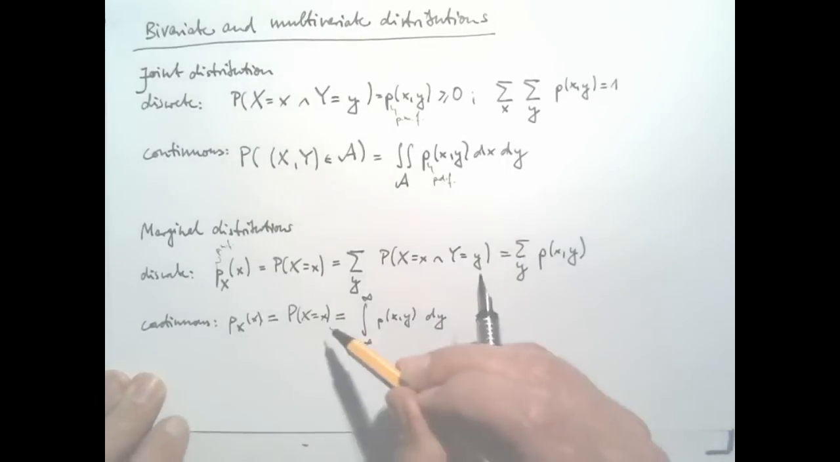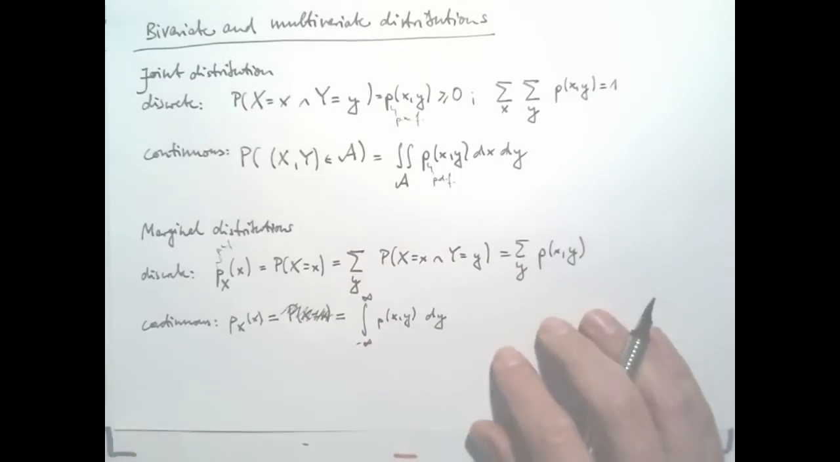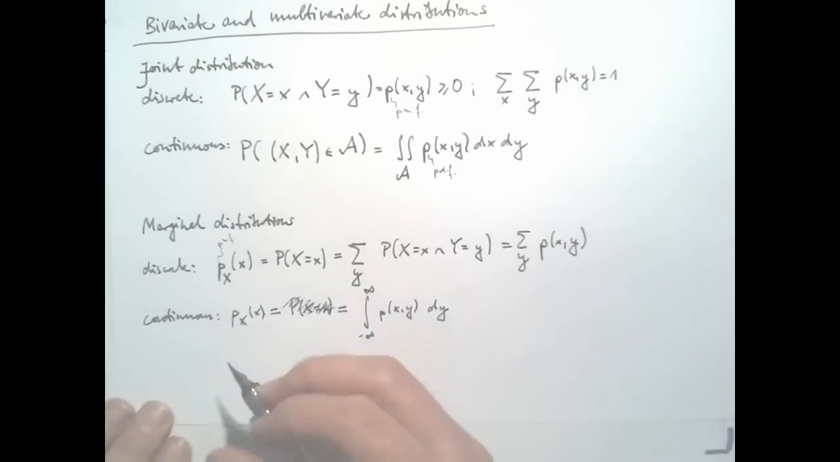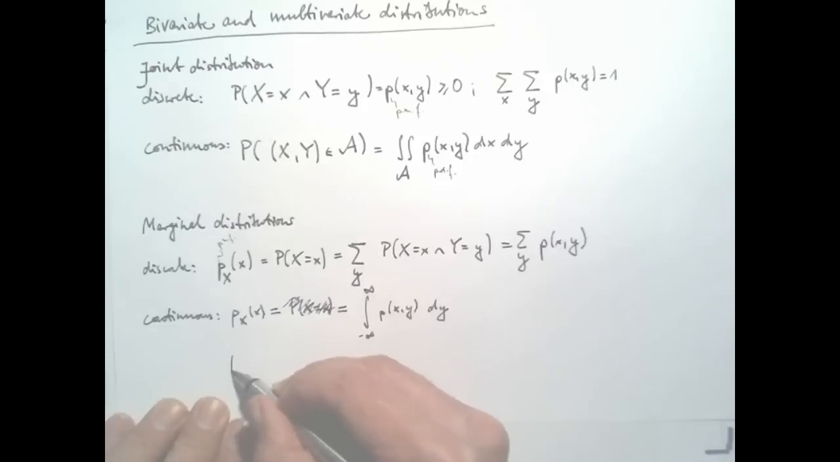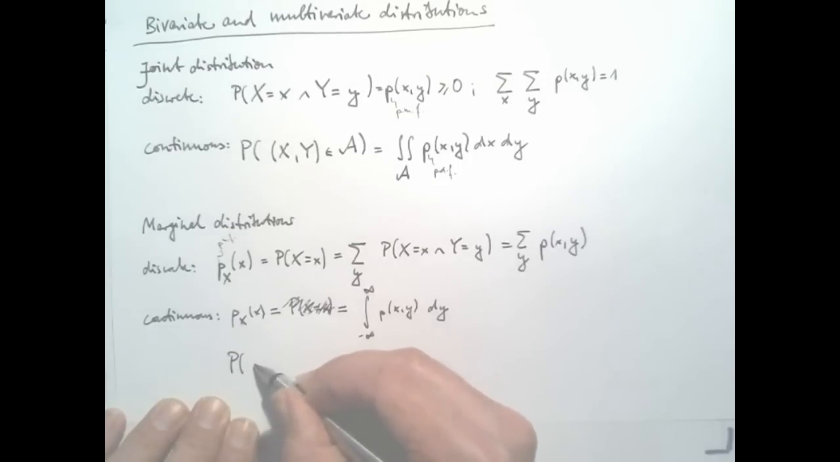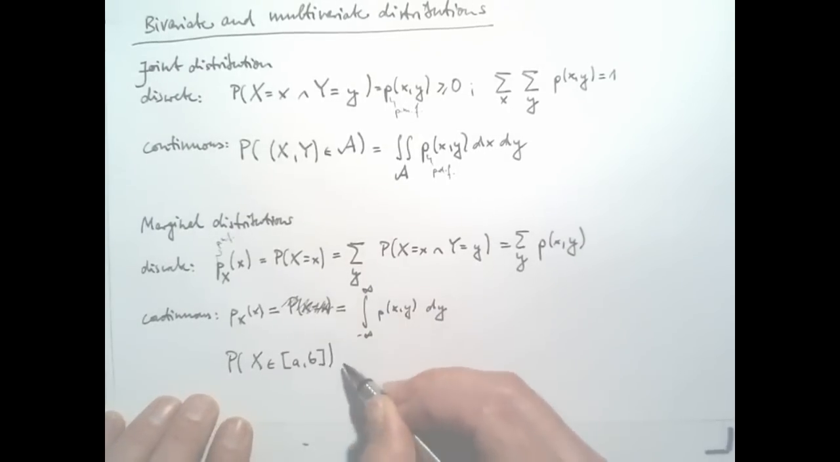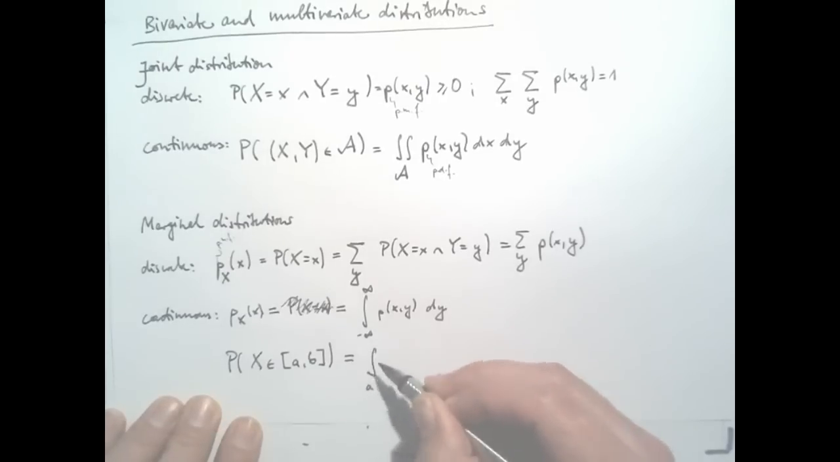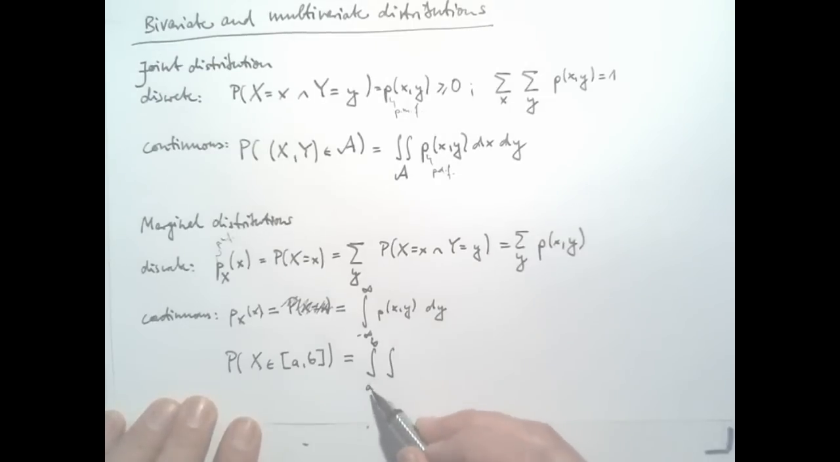let me delete that after all that I've said before about this technical thing. Okay, and the probability that the random variable is in some interval, then, so I integrate from A to B across X, and I integrate across the entire domain for Y.